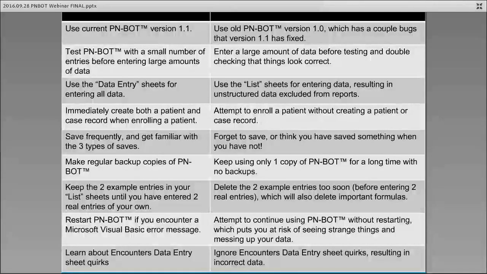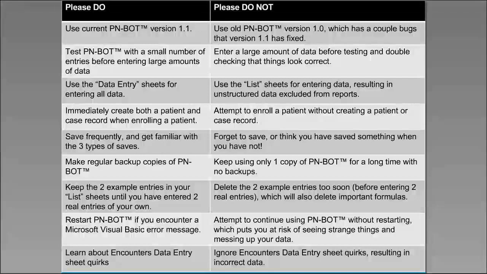There's a video online about 3 important types of saves, so I highly recommend that you check that out. Saving the file, pressing the gray save buttons on the data entry sheets, and also making sure there's another specific type of save for the barriers and actions table in the encounters data entry sheet that I want you to be aware of. So definitely check out that video. The last thing we want is for you to lose your data, so it's definitely worth your while. And I also recommend that you make regular backup copies of PNBot.